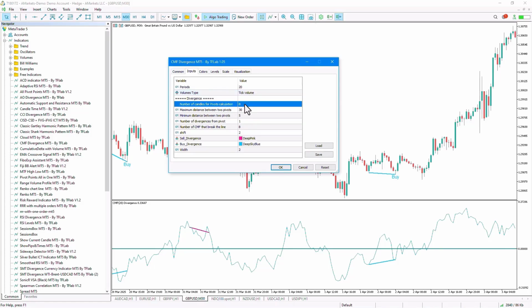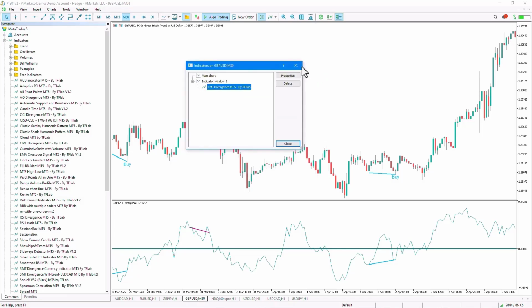In the next section, we can set the number of candles for pivot analysis. In the following section, we can select the maximum number of candles between two pivots, which is set to 30 candles by default. In the next section, we can determine the minimum number of candles between two pivots, which is set to 5 here. In the following section, we can specify the number of divergences at each pivot to be analyzed, which is set to 1 by default.